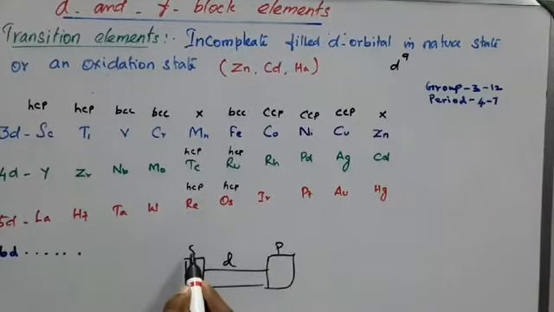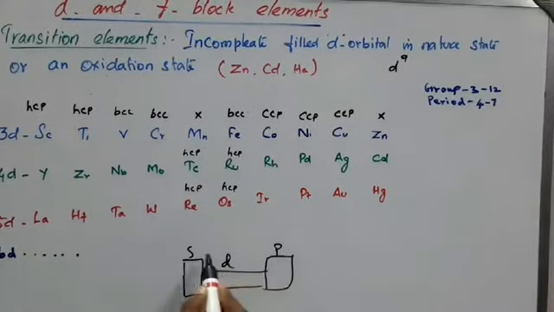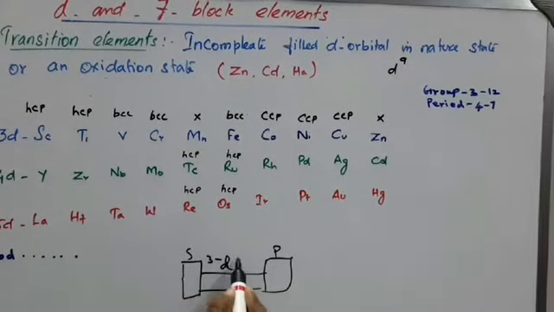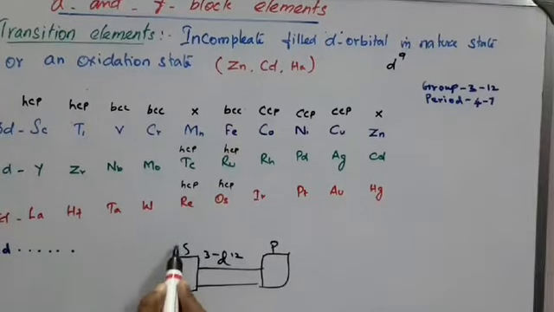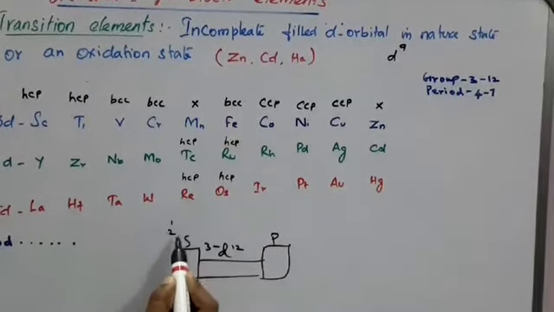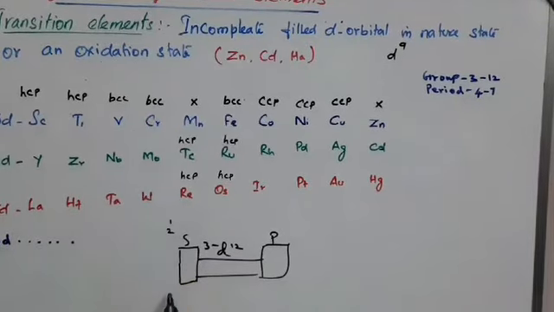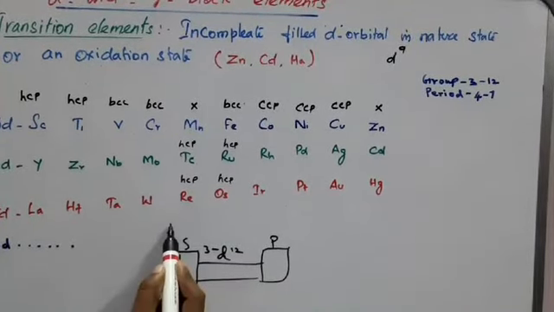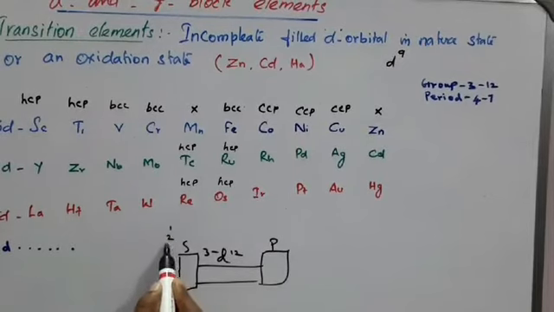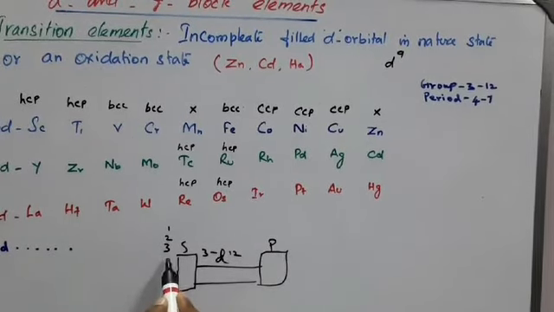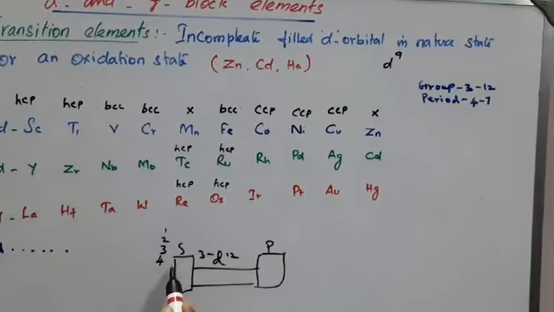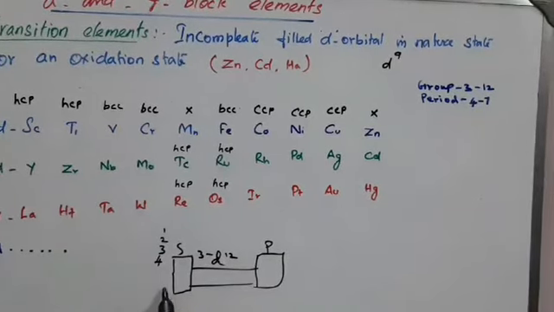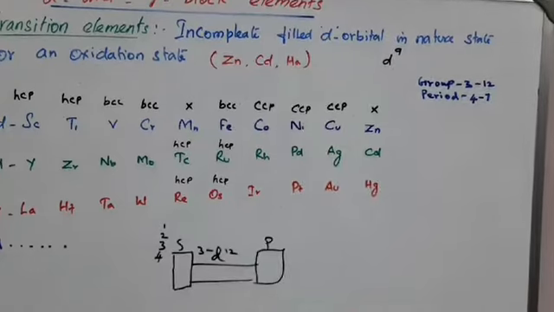So in the 1 to 18 groups, groups 3 to 12 are the D block elements. The periods start from the first period, second... How many periods are there? There are 7 periods in the periodic table: first period, second period, third period, and fourth period. The D block started from the fourth period, then the fifth period, sixth period, and so on.